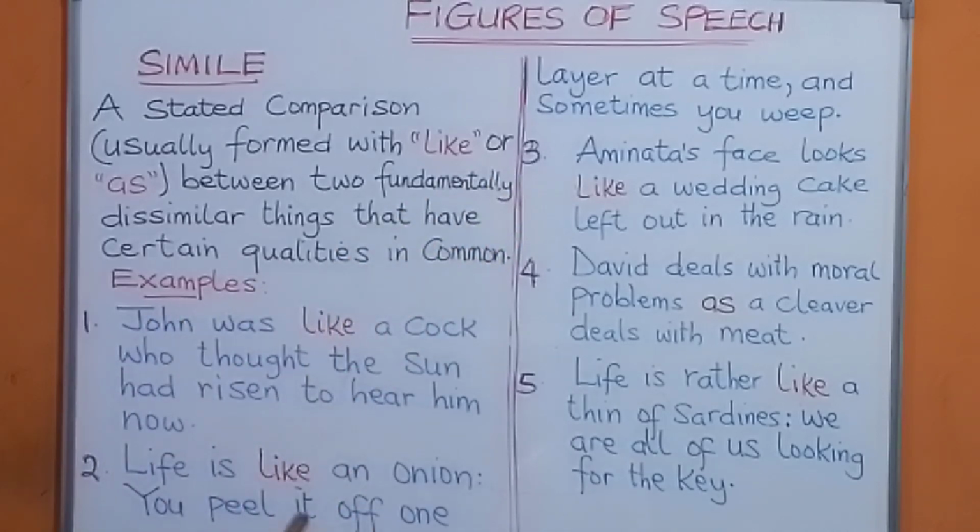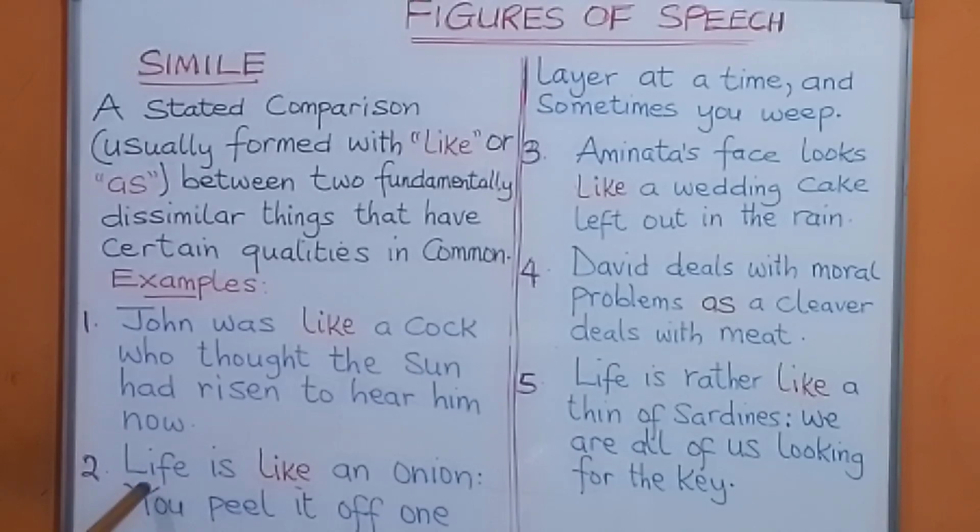Now, let's look at some examples. John was like a cock who thought the sun had risen to hear him now. Look at that. John was like a cock, like a hen. You know, hen is the woman, chicken. Cock is the man. Cock is the one that crows. Comparing John with a cock, using the word like.